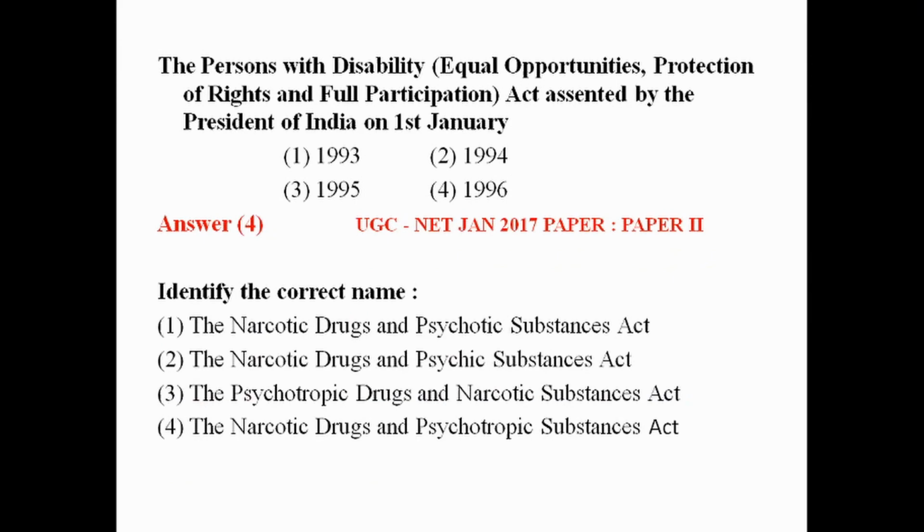Next question. Identify the correct name. Option 1, the Narcotic Drugs and Psychotic Substances Act. Option 2, the Narcotic Drugs and Psychic Substances Act. Option 3, the Psychotropic Drugs and Narcotic Substances Act. And option 4, the Narcotic Drugs and Psychotropic Substances Act. The answer is option 4.